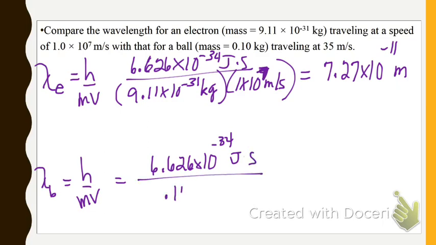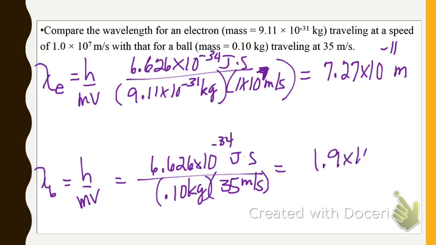And then I do the wavelength of the ball. Its mass is 0.10 kilograms, and its speed is 35 meters per second. And we get that wavelength to be 1.9 times 10 to the negative 34 meters, which is a really, really small wavelength. It wouldn't even look like a wavelength, it's so small to the naked eye. Okay.